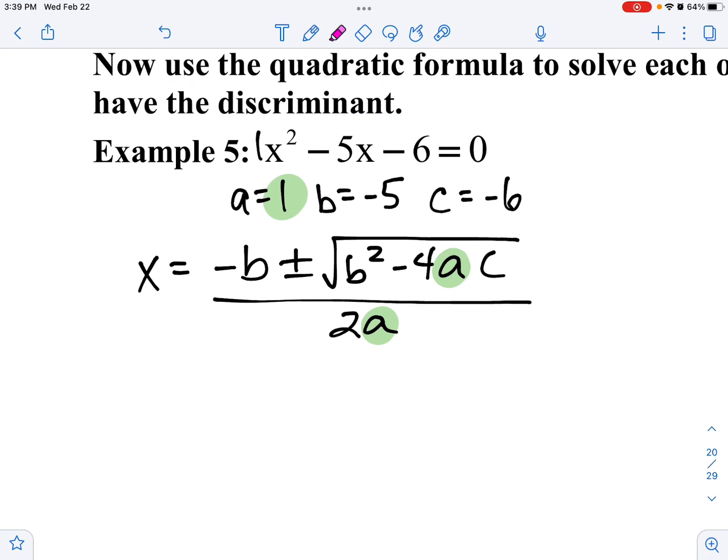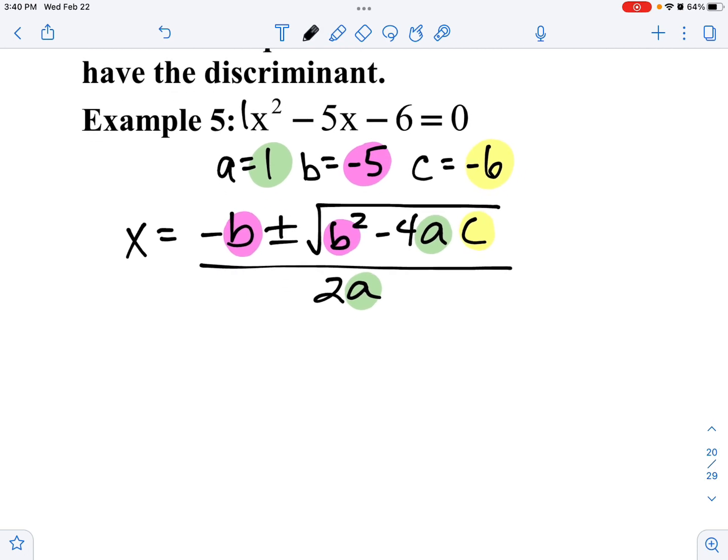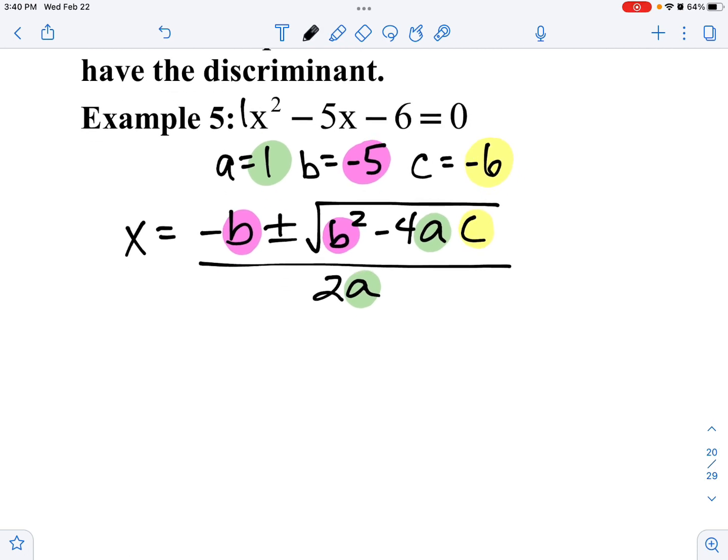Okay, the b is -5, so where do I have a b? Right here and right here. And last but not least, my c is -6. The c goes right here. So I am going to plug in all of those numbers, and then I'm going to simplify whatever I can. So I still have x equals negative, let's see, the b was -5. Yes, that's a double negative, and yes, that will change to a positive.